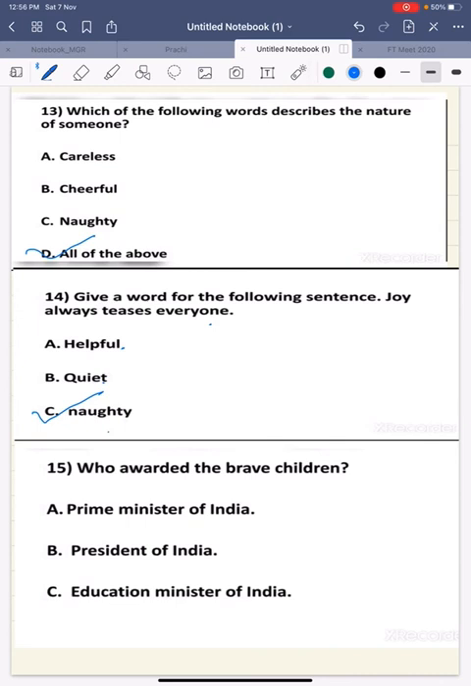Now, next question. Who awarded the brave children? Prime Minister of India, President of India, or Education Minister of India? Here the right answer is Prime Minister of India on 26 January gave award to brave children.